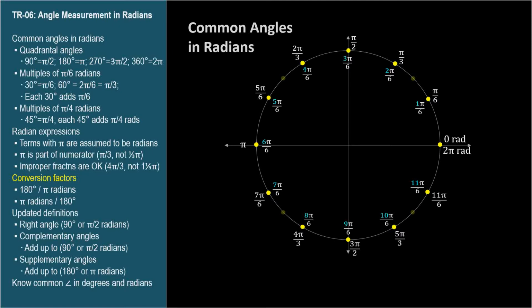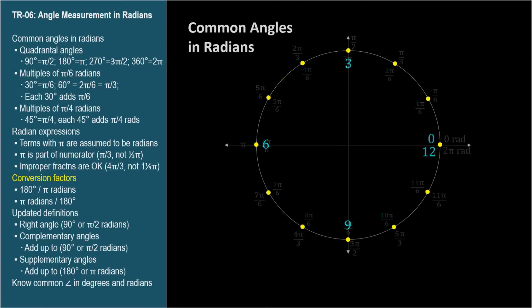To identify one of these angles, just figure out how many pi over 6 it is. You can use the quadrantal angles as landmarks again: 0, 3, 6, 9, or 12 pi over 6. Then add or subtract. For example, this point represents 3 pi over 6 minus 1 pi over 6, so 2 pi over 6, which reduces to pi over 3 radians.